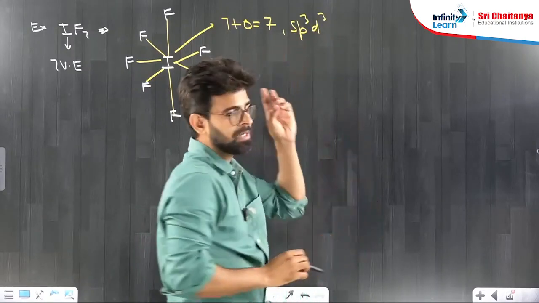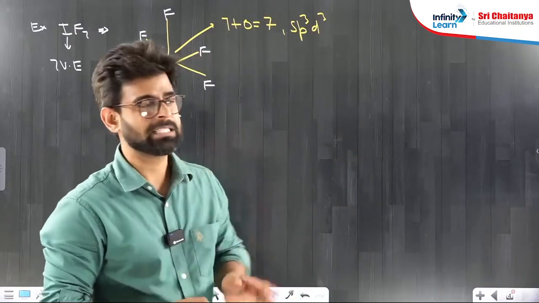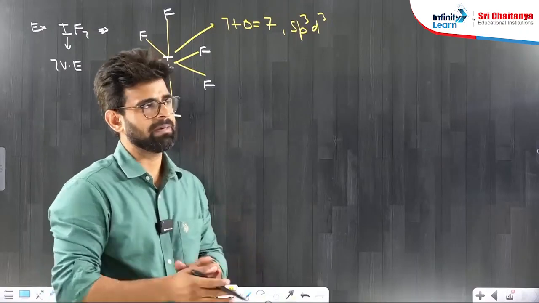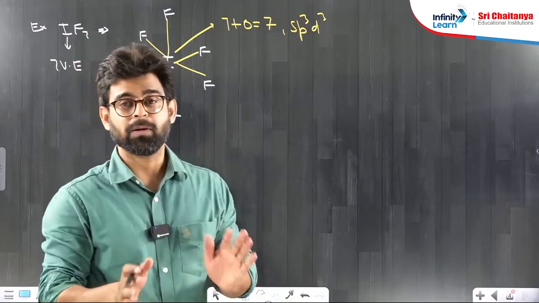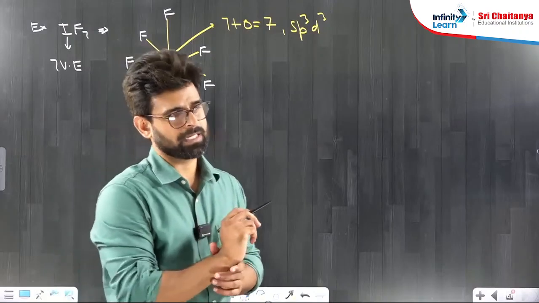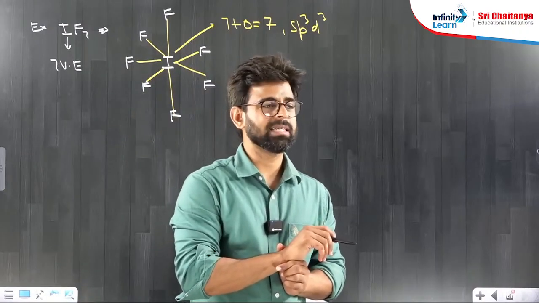So I can say sp3d3. How many orbitals overall? Overall 7 orbitals. So sp3d3. Clear? That's it. This is how you can find the hybridization for your compounds. Done everyone? Now I will share one more shortcut. And tomorrow we will discuss the details.